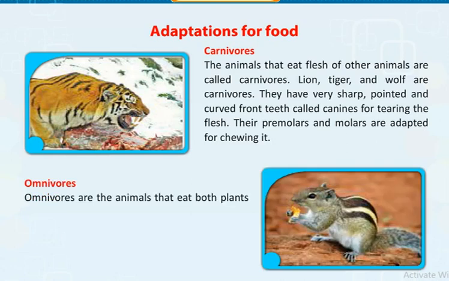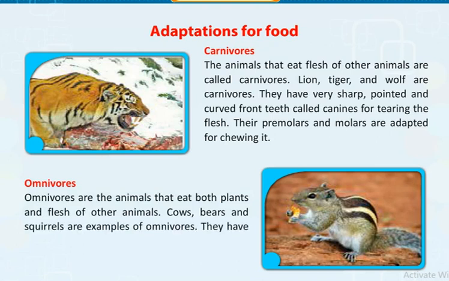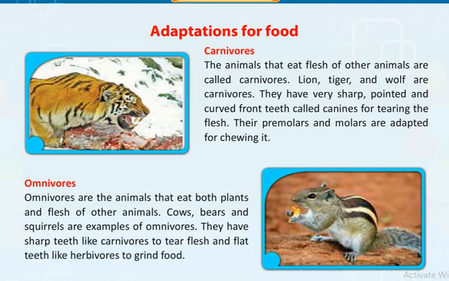Omnivores. Omnivores are the animals that eat both plants and flesh of other animals. Bears and squirrels are examples of omnivores. They have sharp teeth like carnivores to tear flesh, and flat teeth like herbivores to grind food.